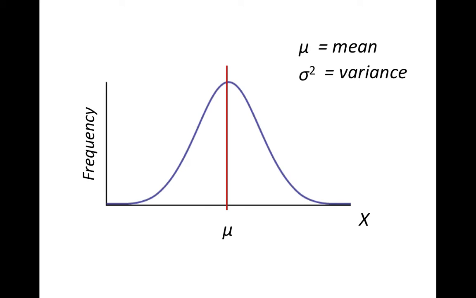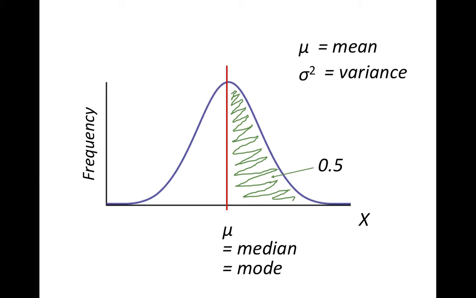So what do we know more about the normal distribution? Well, we know that the mean will also be equal to the median, and it will also be equal to the mode, the most common value. We also know that 50% of the values will be located to the right of this mean, and 50% will be located to the left of this mean.